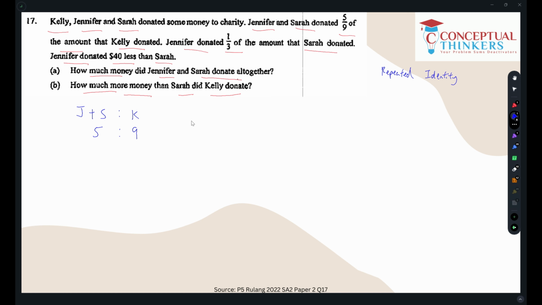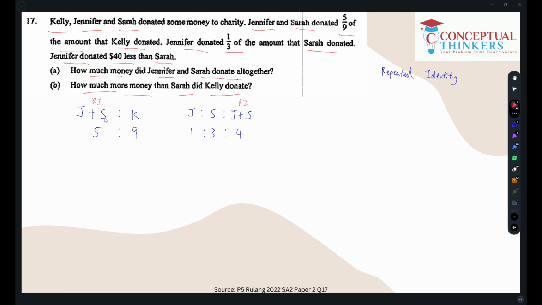Now for the third phrase, I can come up with Jennifer against Sarah. Then I also create a total called J plus S. Now it will be 1:3, so the total here should be 4. Okay, now with this, I will notice that the repeated identity here, I use RI to show the repeated identity, is J plus S.